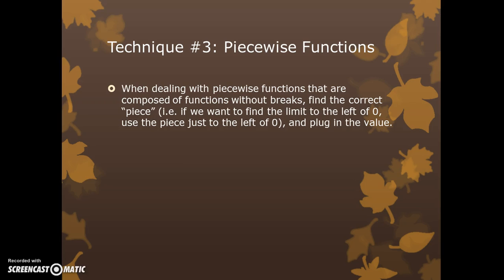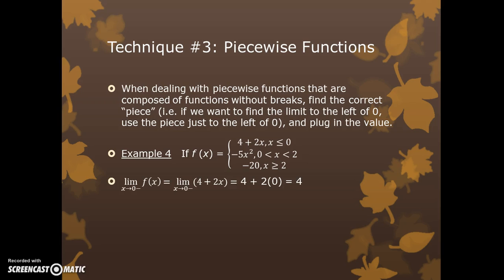When dealing with piecewise functions that are composed of functions without breaks, what you need to do is find the correct piece. For example, if we want to find the limit to the left of 0, use the piece just to the left of the 0, and plug in the value, if we're dealing with functions that do not have breaks. For example, if f of x is equal to 4 plus 2x when x is less than or equal to 0, negative 5x squared when x is between 0 and 2, and negative 20 when x is bigger than or equal to 2, and we wanted to find the limit as x goes to 0 from the left of f of x, the piece we would look at would be the 4 plus 2x piece. Okay, because that's the piece when x is less than or equal to 0.